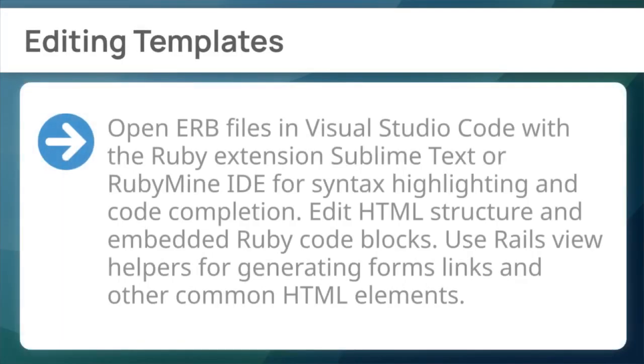First, editing templates. Open ERB files in Visual Studio Code with the Ruby extension, Sublime Text, or RubyMine IDE for syntax highlighting and code completion. Edit HTML structure and embedded Ruby code blocks. Use Rails view helpers for generating forms, links, and other common HTML elements.